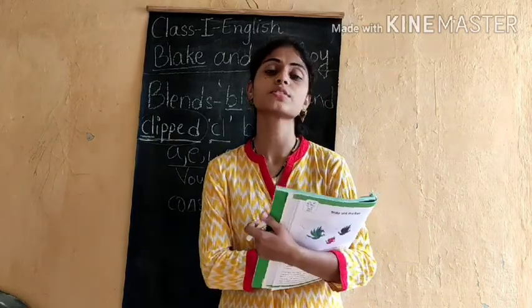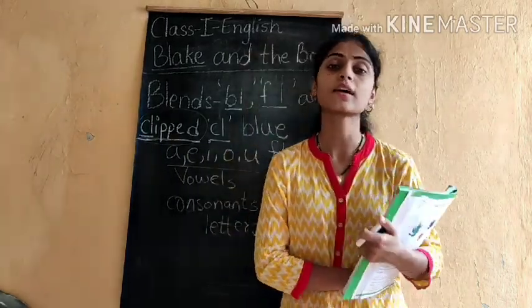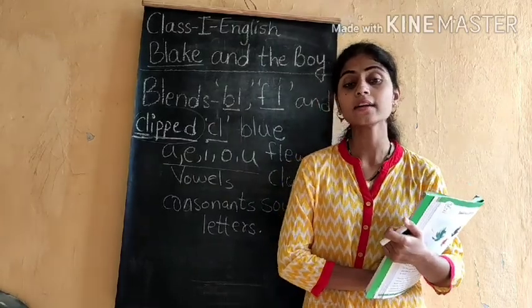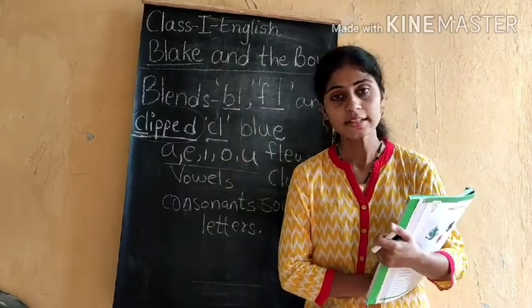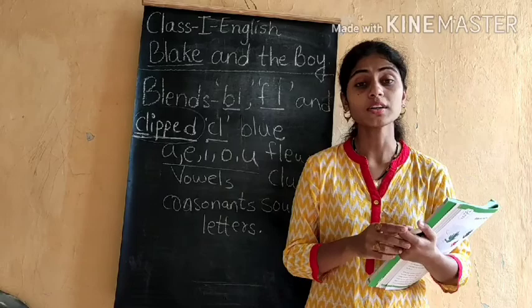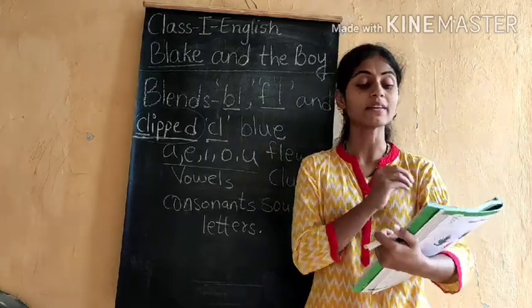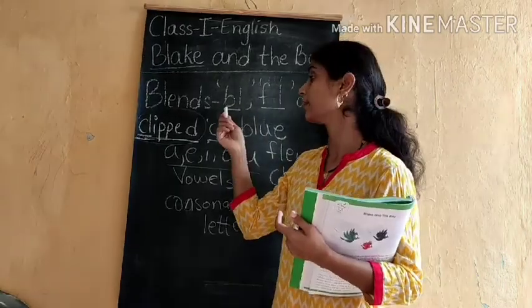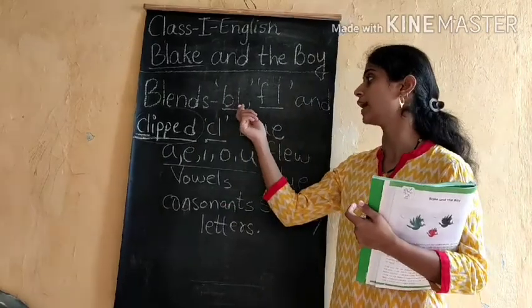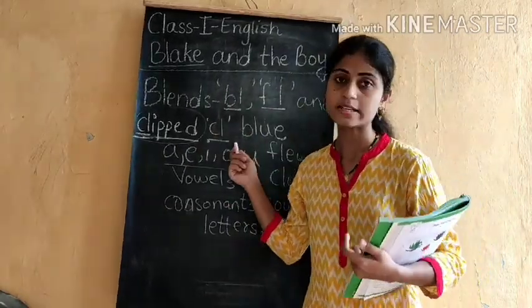Okay children, so this is the story of a black color bird, Blake, and a wizard whose name is Clive. Okay, and what are we going to do in this story? While reading it, we are going to underline the words which start with BL, FL and CL.